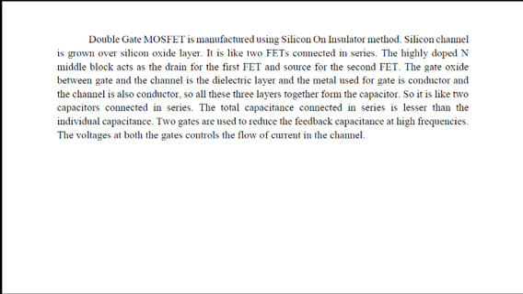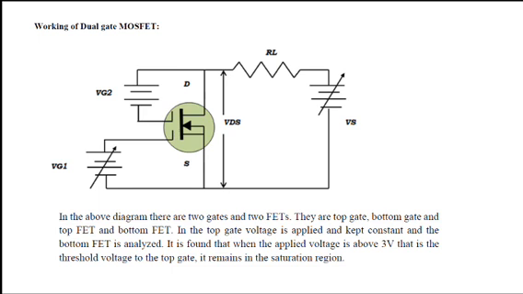It is like two FETs connected in series, and the highly doped layers act as the source and drain; the first terminal is the source and the second is the drain. Here the gate oxide between the gate and the channel is a dielectric layer which acts as an insulator, while the metal used for the gate is a conductor and the channel is also a conductor. So these three layers together form a capacitor, and placed in series, each one has an individual capacitance, which reduces the feedback capacitance at very high frequencies and allows the current to flow through it.